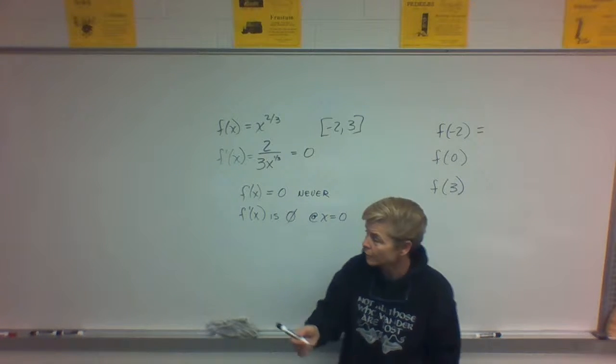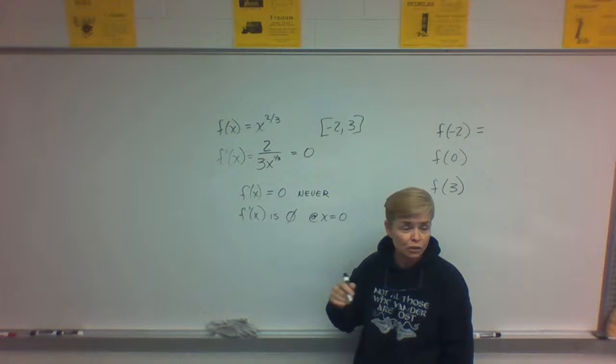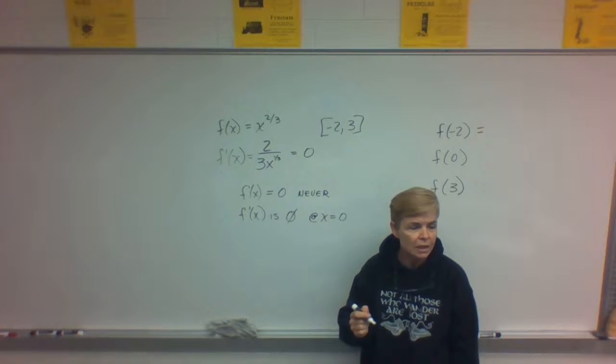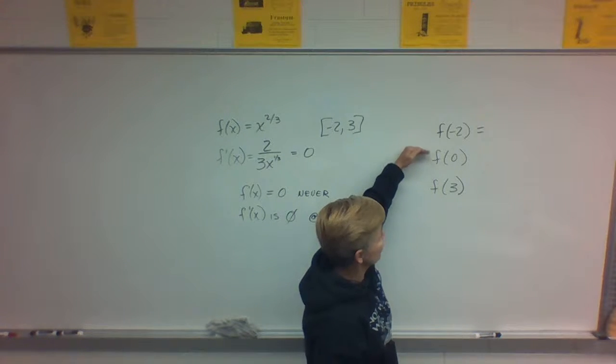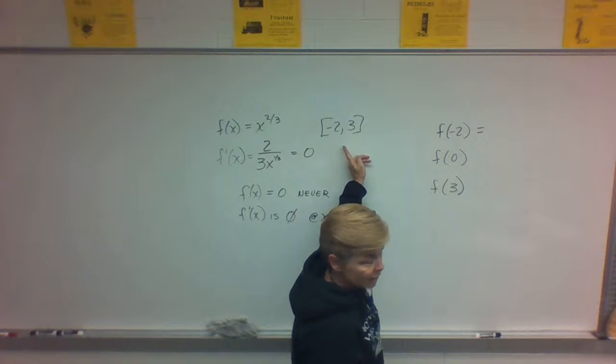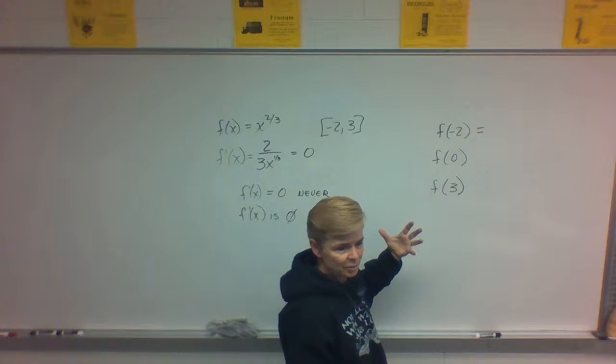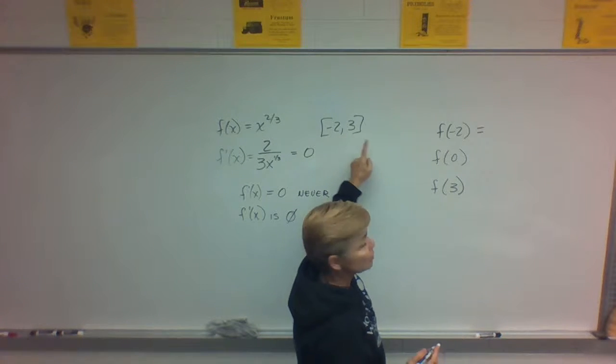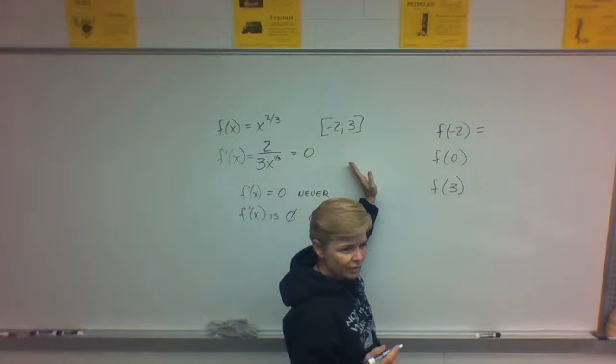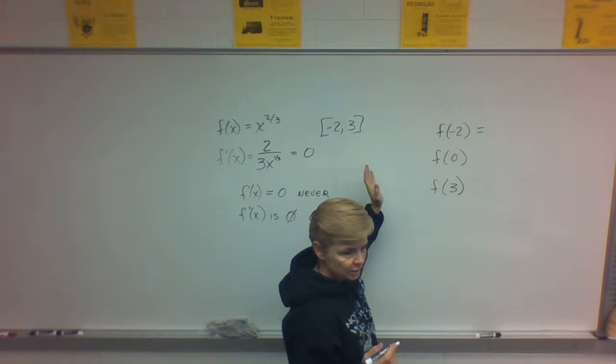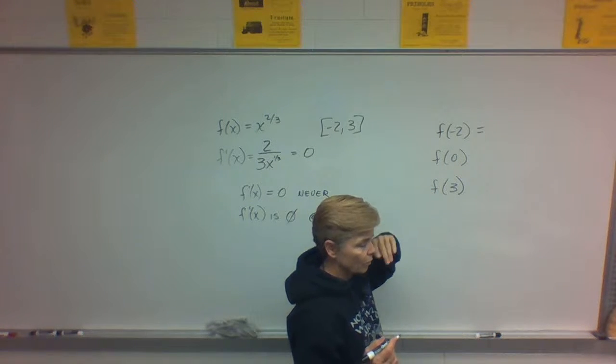Yeah, it's not one of the things that shows up in the critical values. However, they could still occur there. So this is the only critical value, but we have to check the endpoints because it's closed and I'm looking for maxes and mins. They could occur at the endpoints, though they are not critical values. We still have to check there. That's all I was confused about.